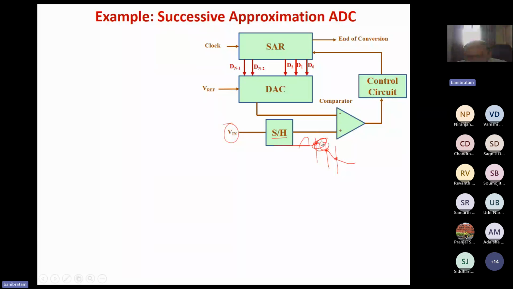If this particular time is less than the conversion time, then proper conversion will not happen. In that case, suppose this value is V1 and this value is V2. Before converting the value V1, the next sample V2 will come into the picture, and because of that proper analog to digital conversion will not take place, right?